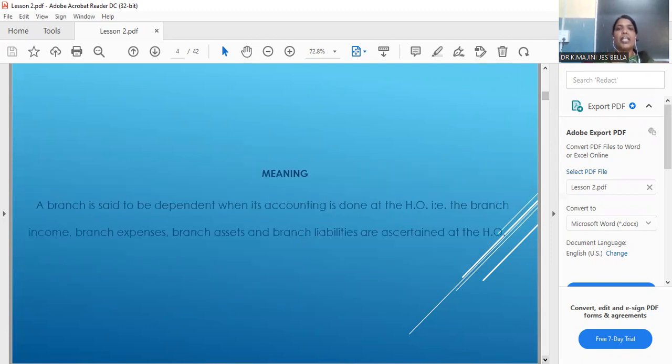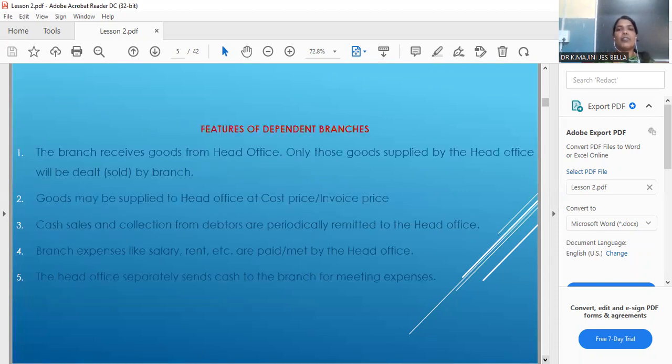Then we can see the meaning of dependent branch. A branch is said to be dependent when its accounting is done at the head office. That is, the branch income, branch expenses, branch assets, and the branch liabilities are ascertained by the head office only.